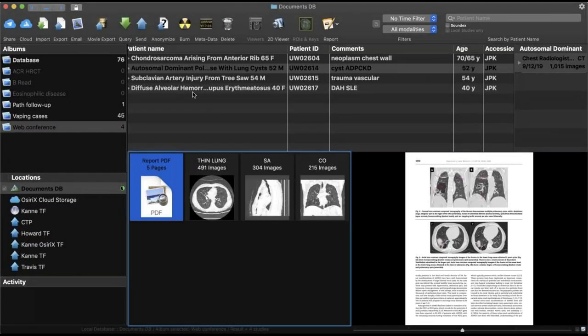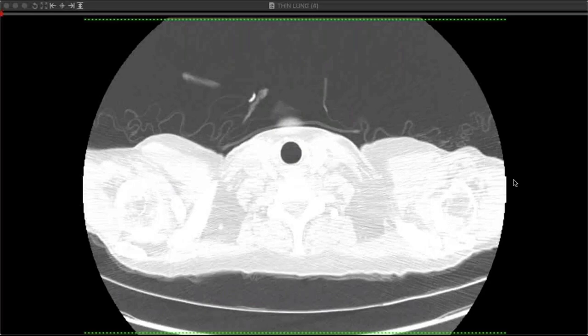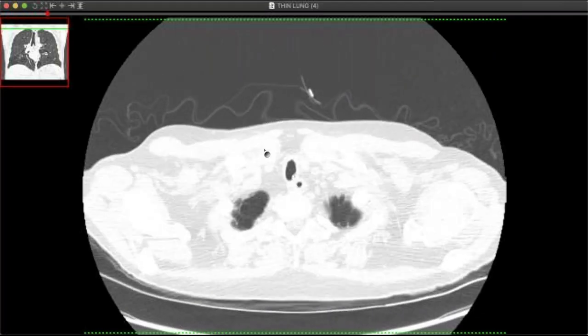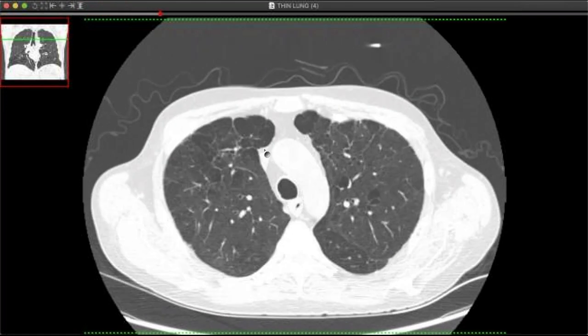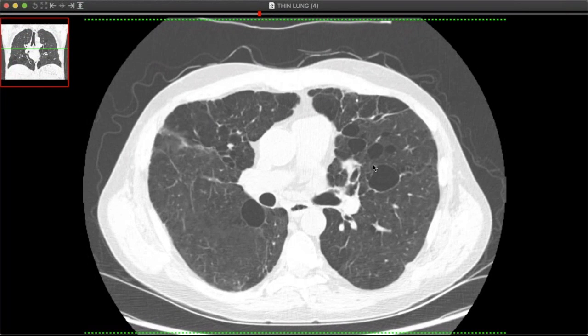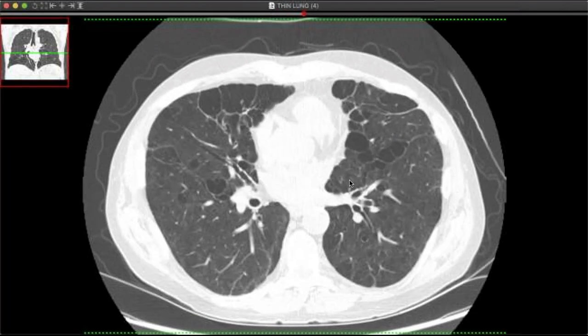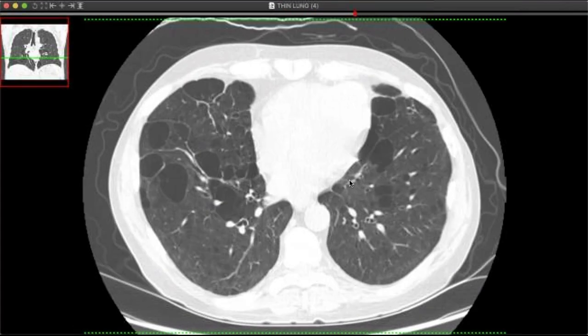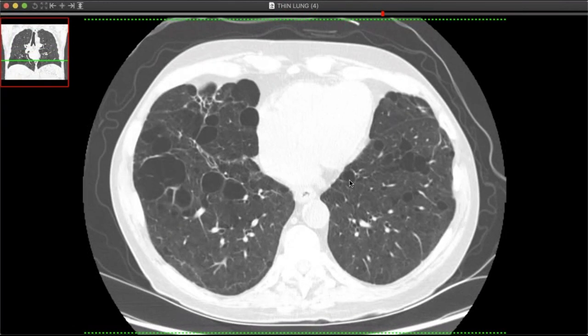Okay. So this is an interesting case I came across. This is a 52-year-old male who is being evaluated for a kidney transplant, has autosomal dominant polycystic kidney disease, and does not have very normal looking lungs. He's got these cystic spaces that seem to cluster together and have a basal predominance.